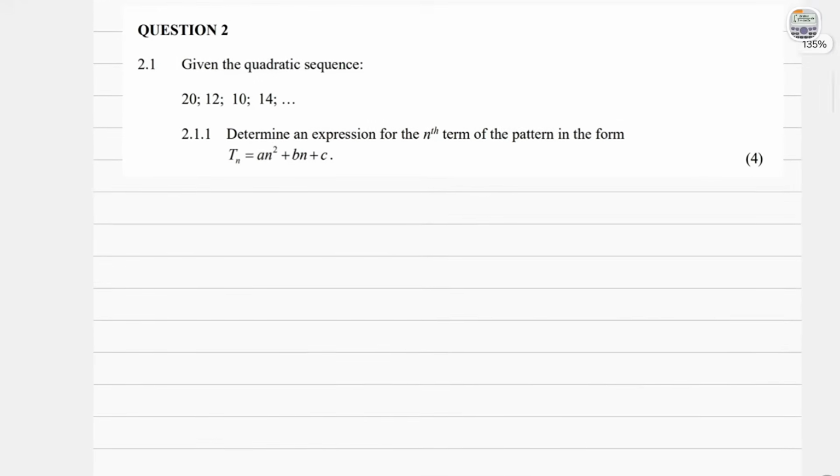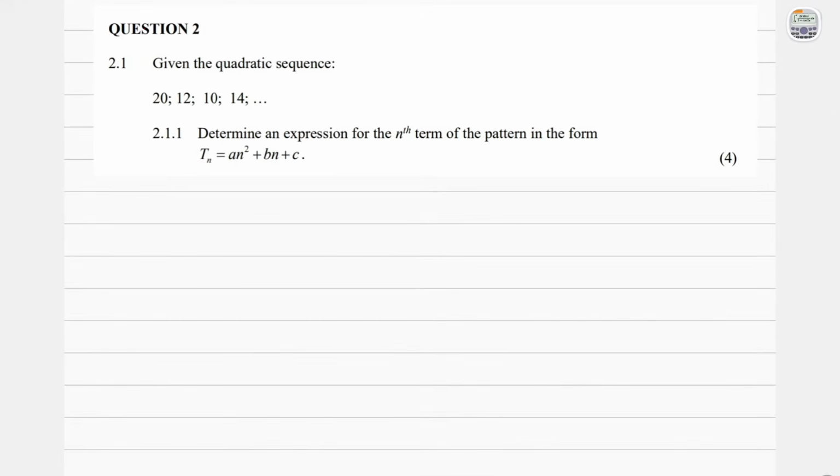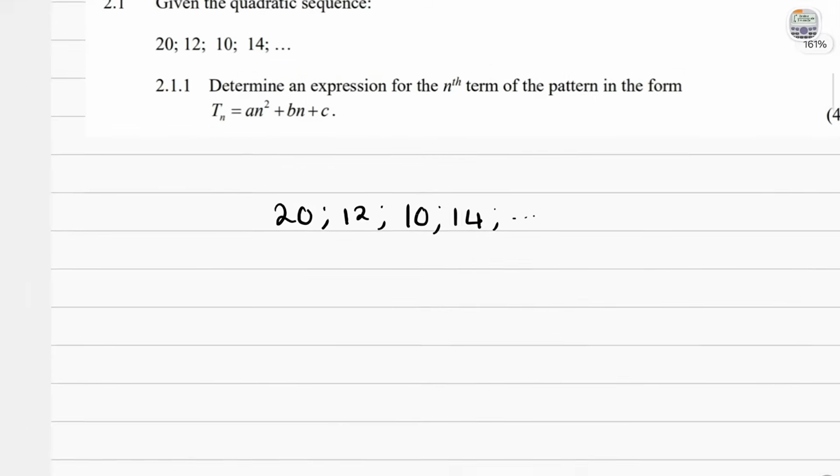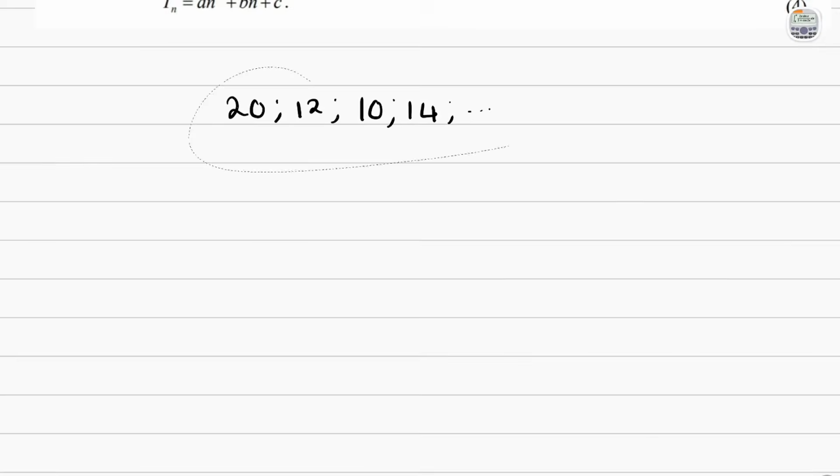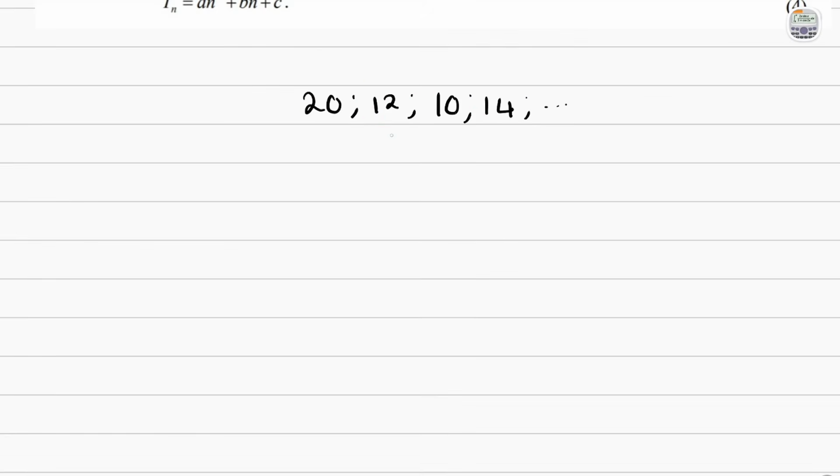Question 2.1: given the quadratic sequence 20, 12, 10, and 14, we need to determine an expression for the nth term of the pattern in the form Tn equals an squared plus bn plus c. So the first step is we need to find the first differences.